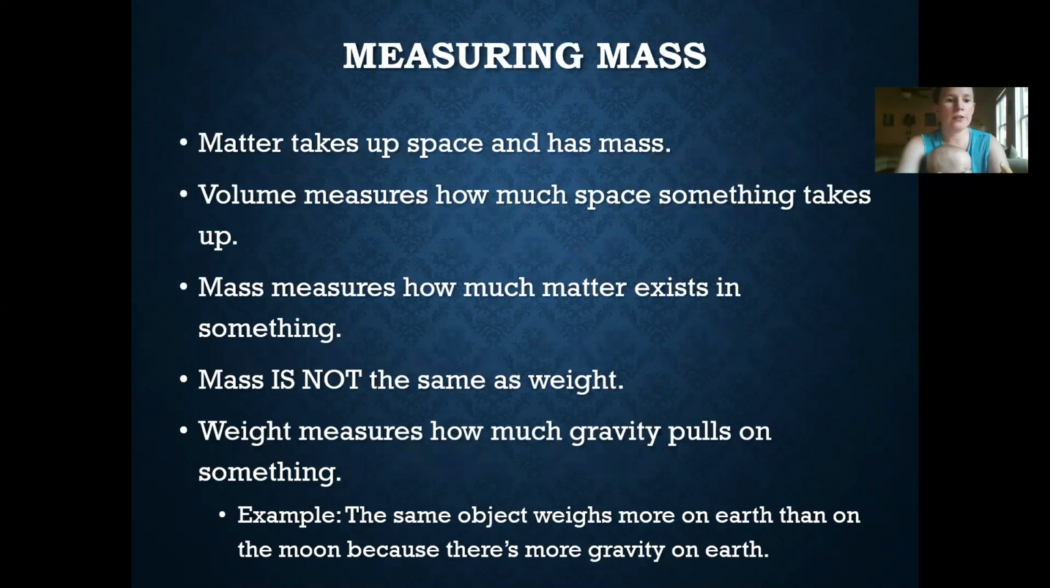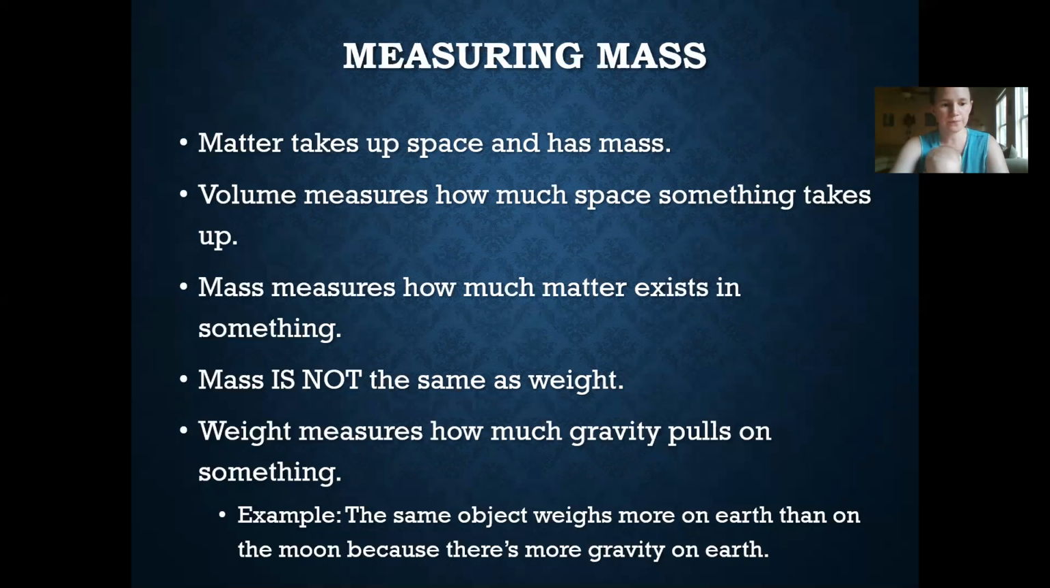So remember what we talked about in the very beginning of chapter 1. Matter takes up space and has mass. When we measure the amount of space something takes up, we're measuring the volume. When we measure how much matter exists in something, we're measuring mass. For example, liquid matter has more mass than steam, which is water in gas form. And we're going to learn more about measuring mass later, so don't worry if you don't really understand it yet.